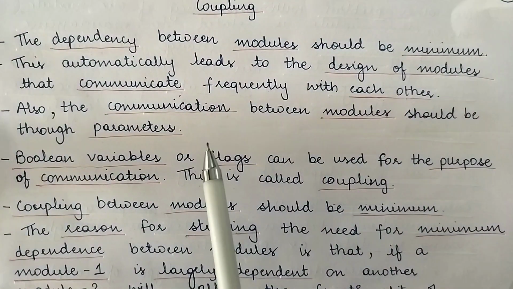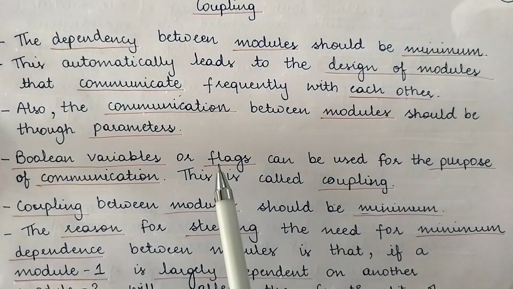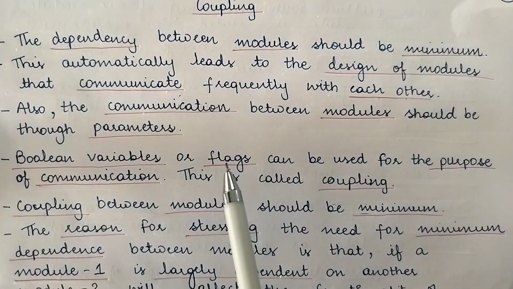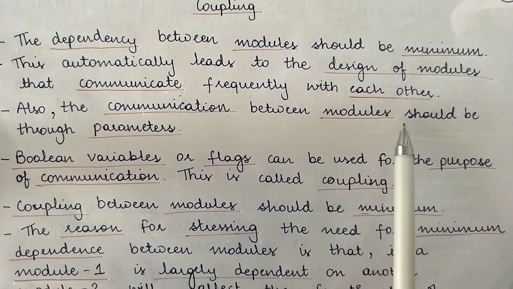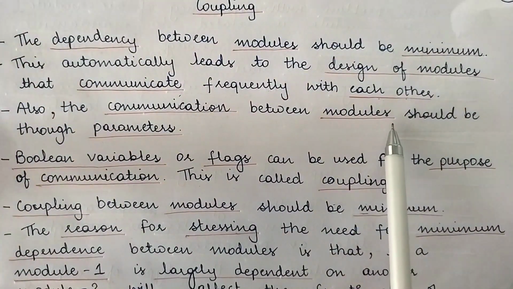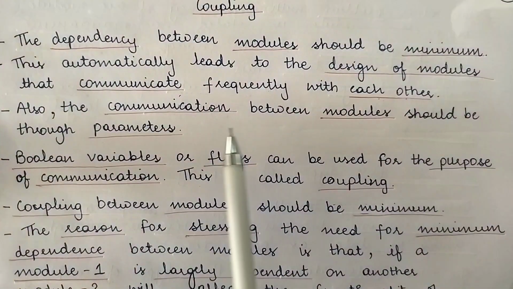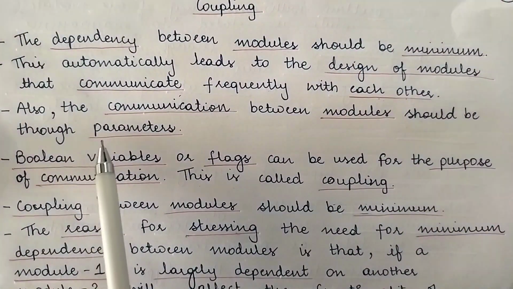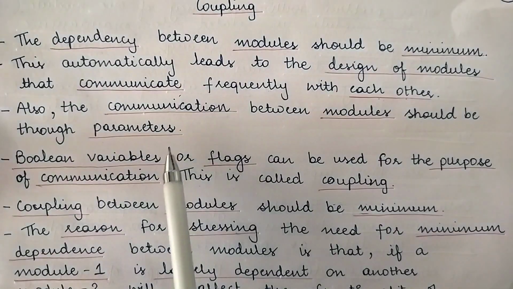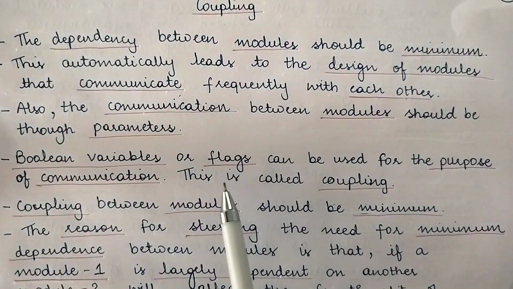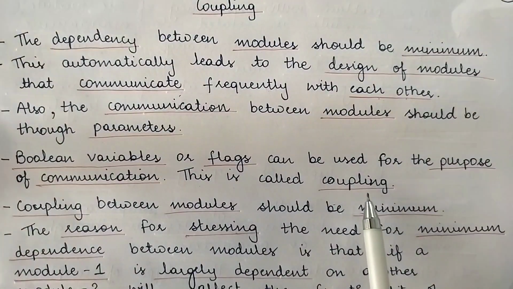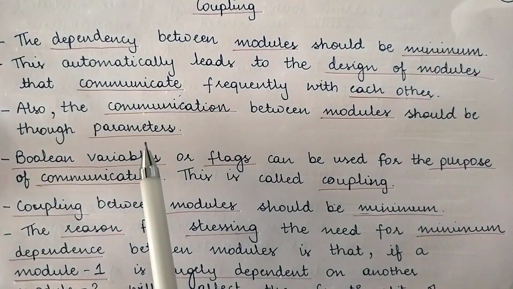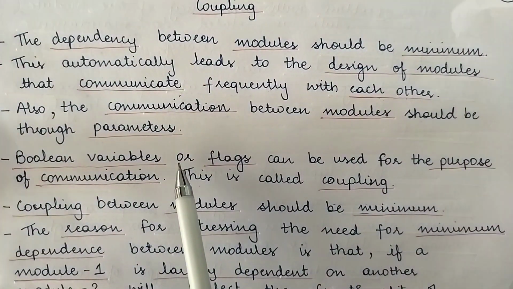How should two different modules communicate? Through parameters. Like in two functions, one function is calling the other function by passing what? Parameters. Modules are nothing but functions, and this communication, as I said, should be through parameter passing. Boolean variables or flags can be used for the purpose of communication. This is called coupling.